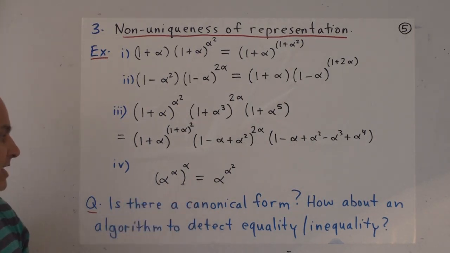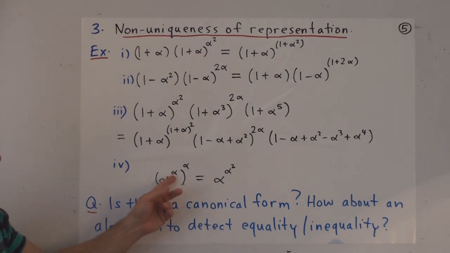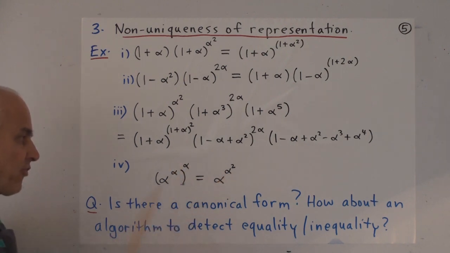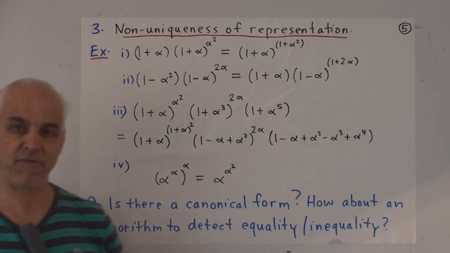Here's an even simpler example, I suppose. If we consider alpha to the alpha, written with the brackets this way, then laws of exponentiation suggest that this should be the same as alpha to the alpha squared. Okay, fair enough. But now which of these is going to be preferred?